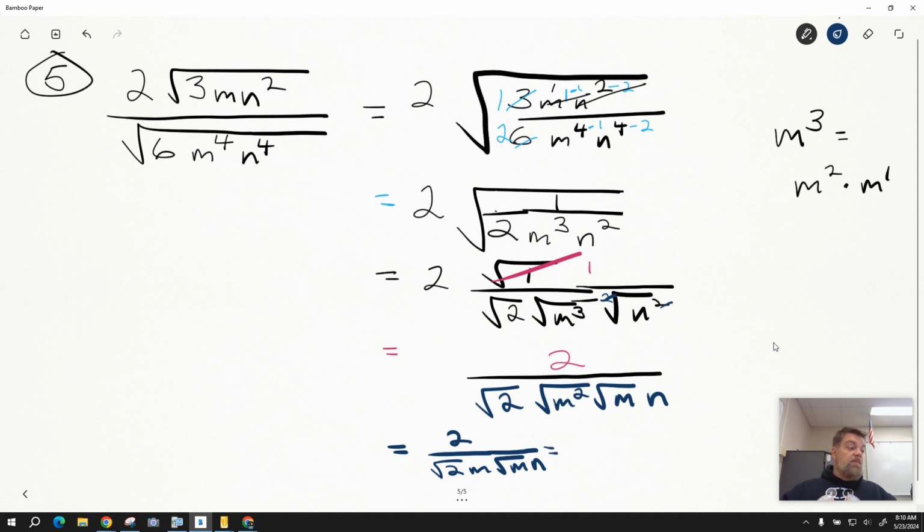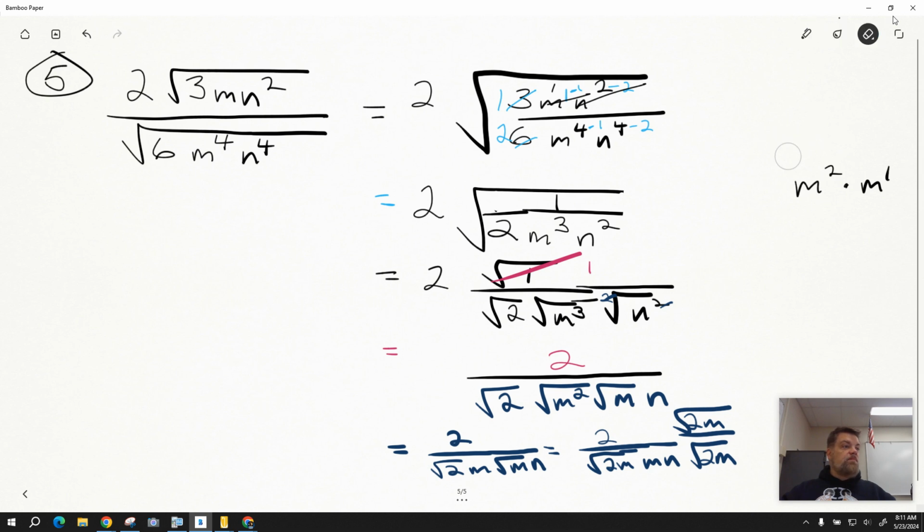So I'm going to clean that up a little bit, and I'm going to combine this. I'm going to put the square roots 2 and m under one square root, and then I'm just left with mn. Now remember, we can't have a square root in the denominator. We just can't. So we have to rationalize the denominator. We're going to multiply the bottom by square root of 2m, and then multiply the top by the square root of 2m.